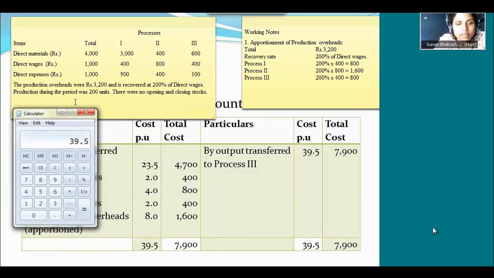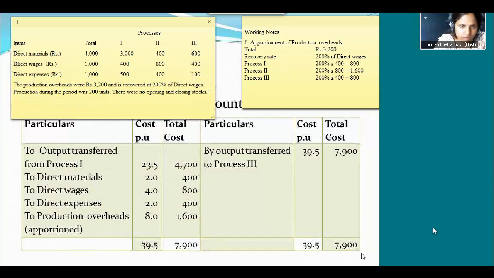Then we have to find out the total cost. So 4,700 plus 400 plus 800 plus 400 plus 1,600. So total cost comes 7,900. Now debit side total is 7,900, so credit side total comes 7,900. And cost per unit is 39.5.